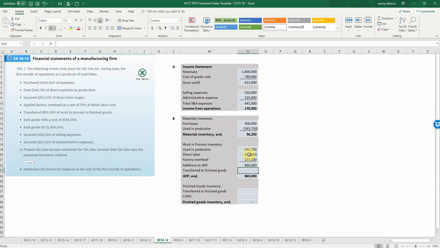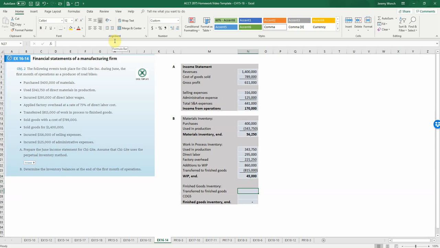And then it tells us that we transferred out 815. So we transferred $815,000 out of work in process, giving us an ending balance of 45,000.